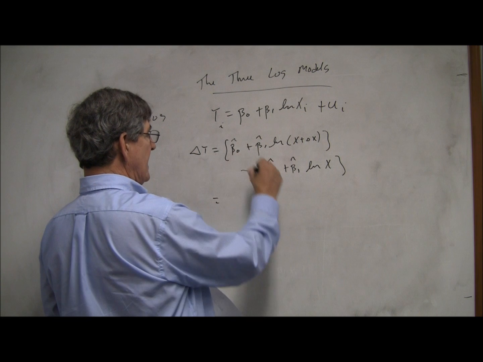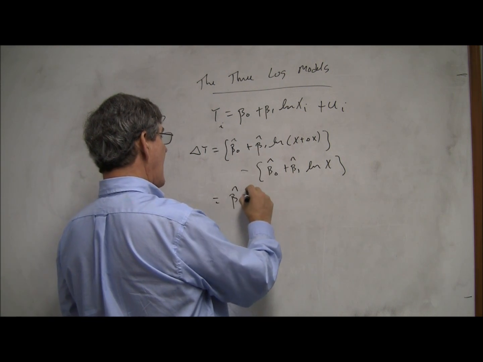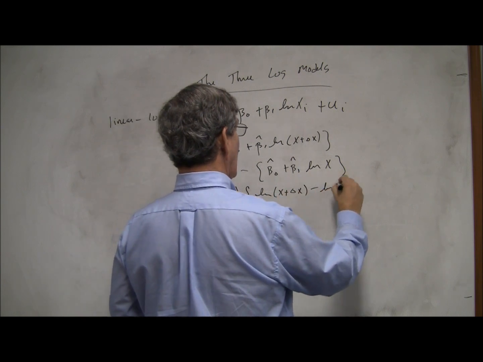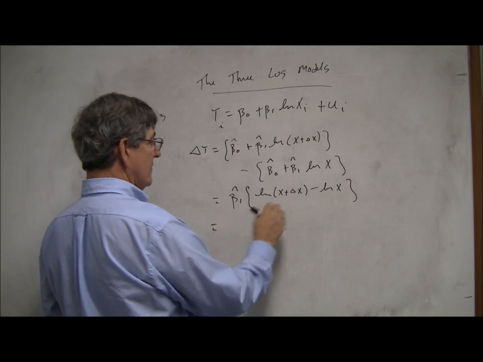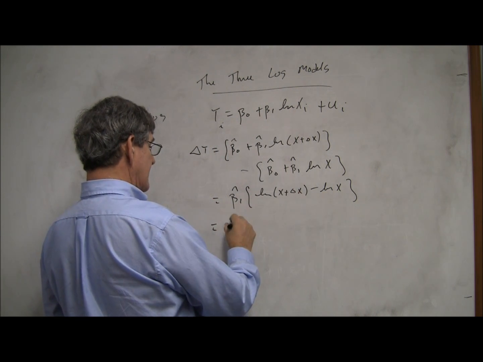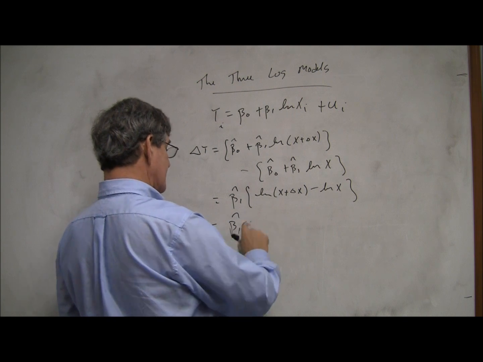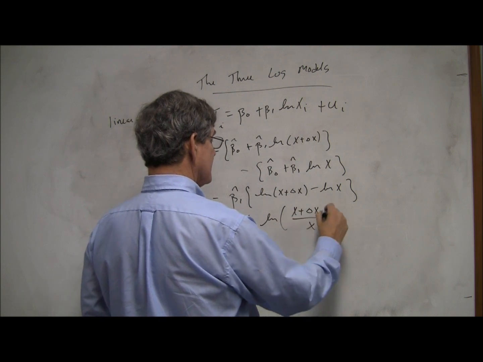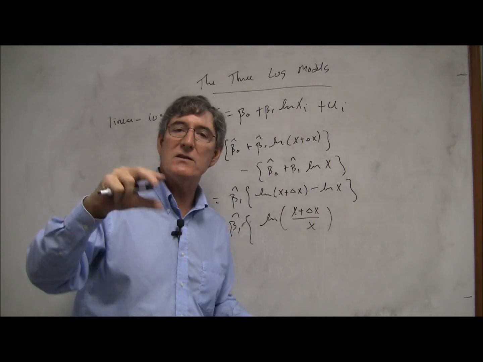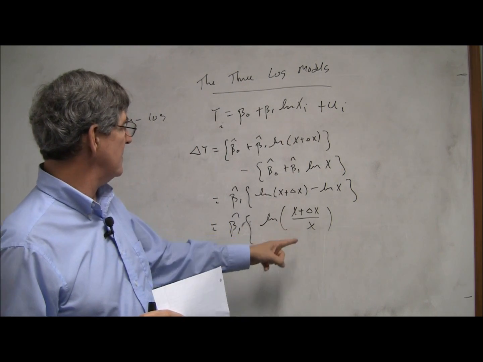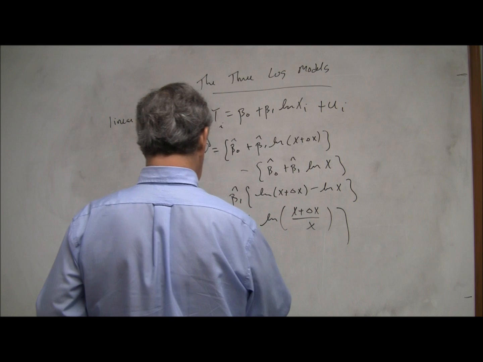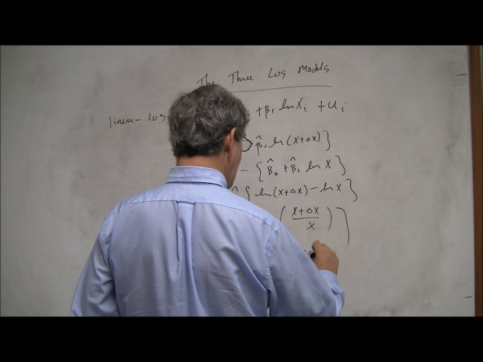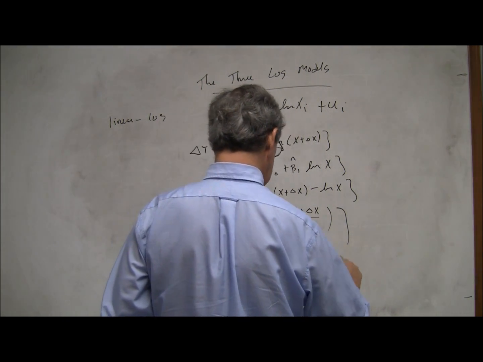So that's equal to, the beta zeros cancel, beta 1 hat times the log of x plus delta x minus the log of x. But we just learned that when you have a difference, you can rewrite that as beta 1 hat times the log of (x plus delta x) over x, because the log of a over b is log a minus log b. And we're using that to do this. So that's equal to beta 1 hat times the log of 1 plus delta x over x.